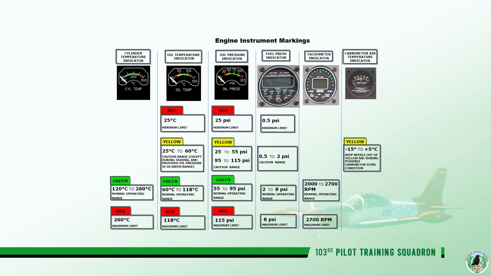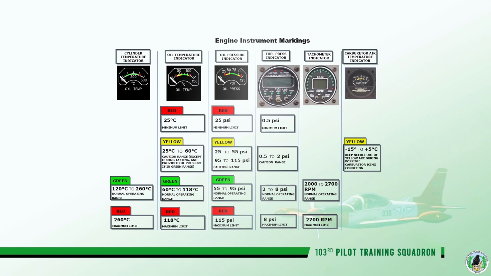Each section corresponds to a specific instrument, including cylinder head temperature, oil pressure, fuel pressure, tachometer, and carburetor air temperature, airflow indicator. Each instrument includes a visual representation, along with detailed information on color-coded markings, red, yellow, and green zones, and their corresponding numerical values and operating ranges.